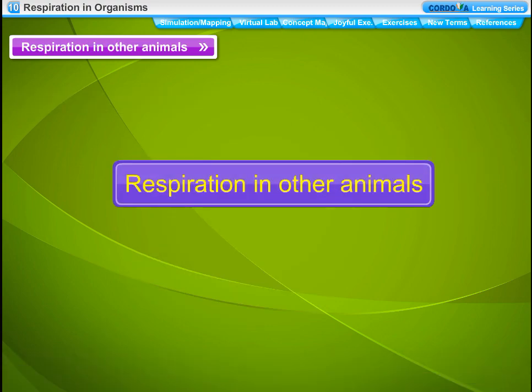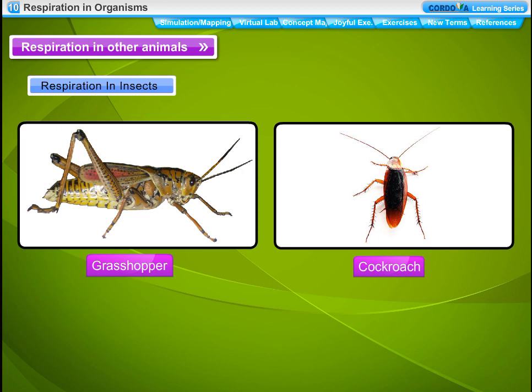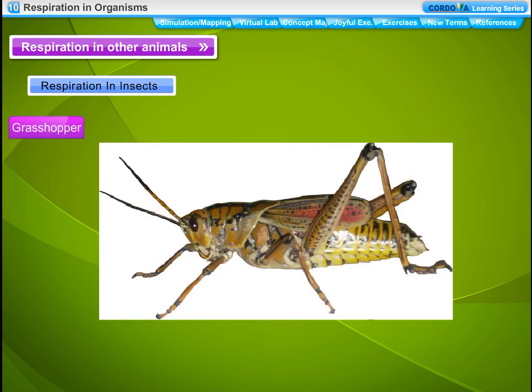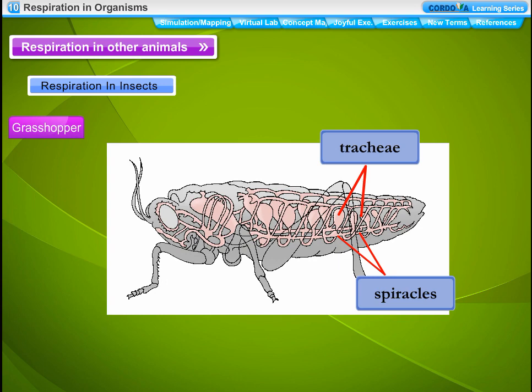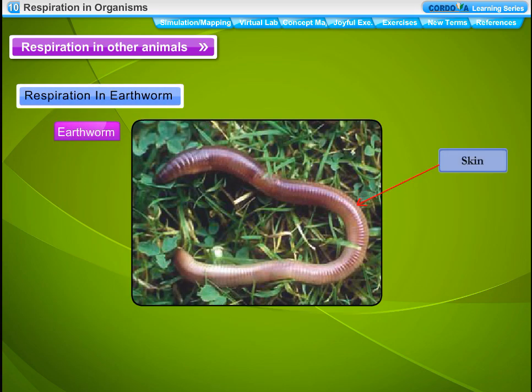Respiration in other animals. Respiration in insects. Insects like grasshopper, cockroach, etc. have a respiratory system consisting of a network of thin air tubes called trachea, spread into the whole body of the insect. These air tubes have tiny openings called spiracles on the sides of their body. Tracheal system of an insect. Respiration in earthworm. The earthworms breathe through their skin. The skin of an earthworm is thin and moist.